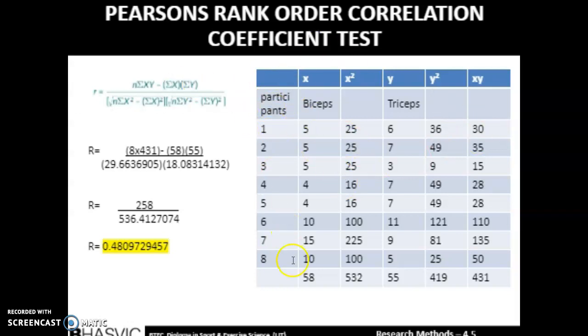So I've got 8 participants here. We've got their biceps and their triceps skin fold caliper scores. So we've got 5, 5, 5, 4, 4, 10, 15, 10, 6, 7, 3, 7, 7, 11, 9, 5. And then I've totaled them, so the total for biceps is 58 and the total for triceps is 55. We're then going to square all of the x values.